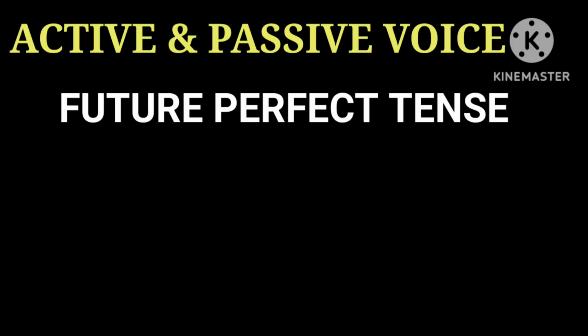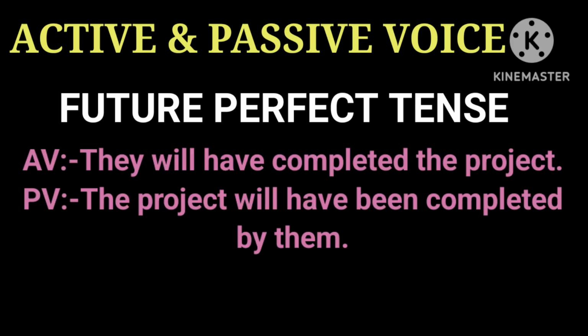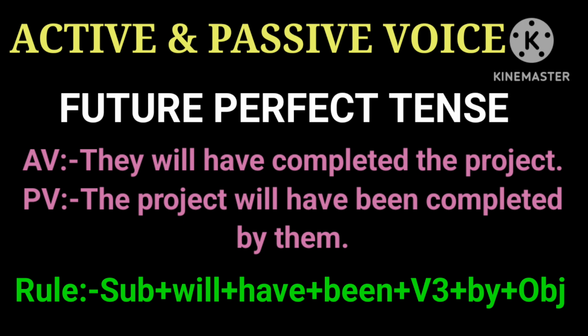Next comes future perfect tense. Example: He will have submitted the report. In passive voice, the report will have been submitted by him. Next example, they will have completed the project. The project will have been completed by them. See the rule here: subject plus will plus have plus been plus V3. The project is the subject here, will have been completed is the V3. So this is the rule for changing future perfect tense into passive voice.